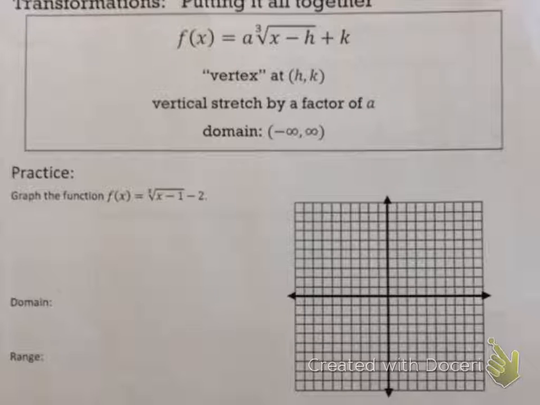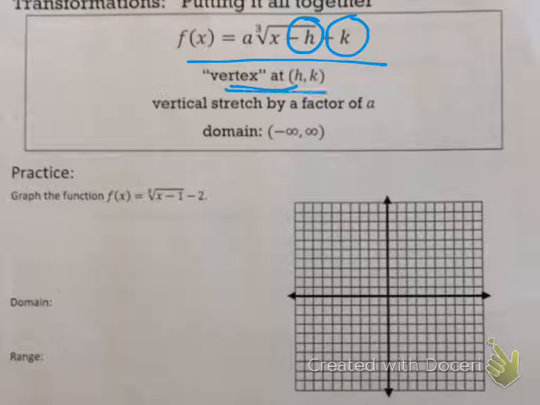All right, let's see if we can take everything we've learned so far and just graph these. Just a reminder again up here that the number inside and the number outside tells us our vertex point, where to start. And the number out front tells us what to multiply our y values by. Our domain is always going to be -infinity to infinity.